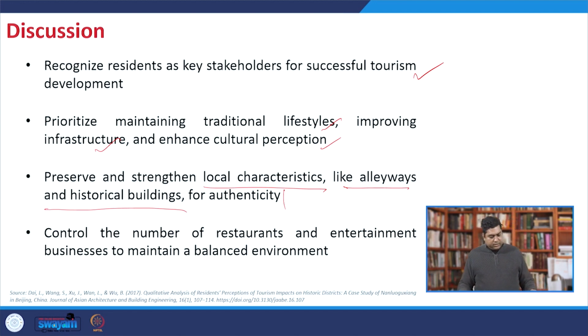Also, the authors suggested to control the number of restaurant and entertainment businesses to maintain a balance with the environment. What happens is that whenever some area is witnessing development in the tourism sector, many commercial setups come up and they try to make profit. There is so much new infrastructure that they are going to build, like different hotels, restaurants, etc.